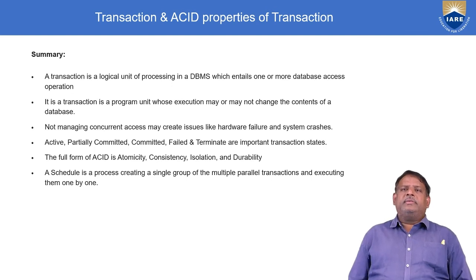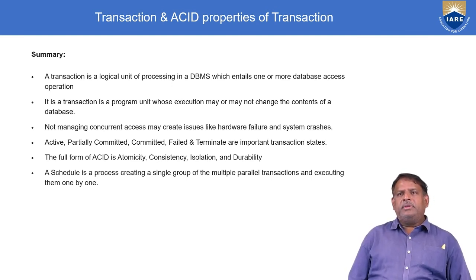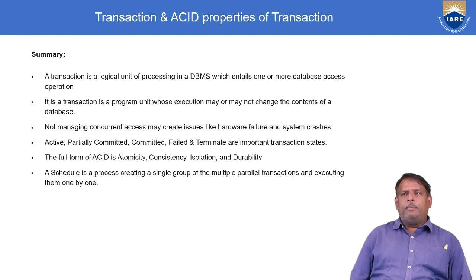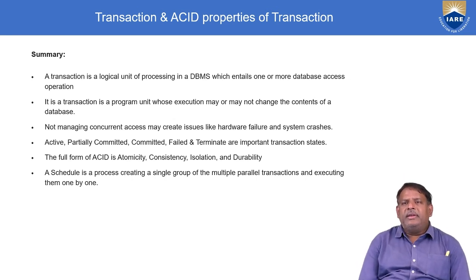Summary. Okay. A transaction is a logical unit of processing in DBMS which entails one or more database access operations. A transaction is a program whose execution may or may not change the content of the database. Not managing concurrent access may create issues like hardware failure and system crashes. Active, partially committed, failed, and terminated are the important transaction states. The full form of ACID is atomicity, consistency, isolation, and durability. A schedule is a process of creating a single group of multiple parallel transactions and executing them one by one.